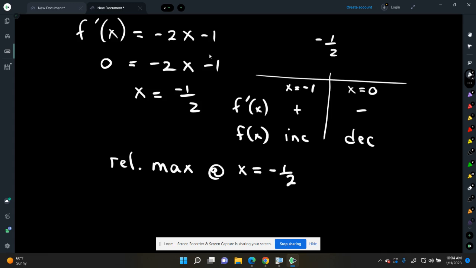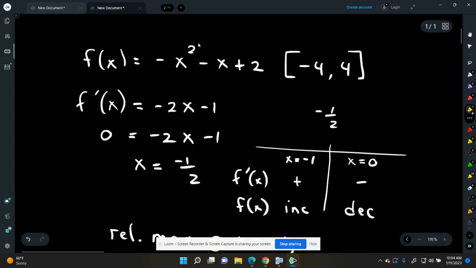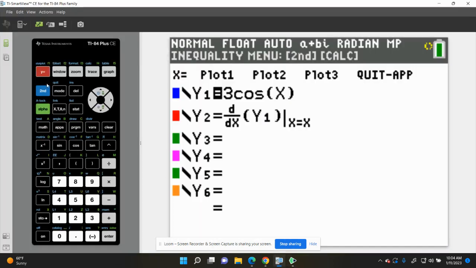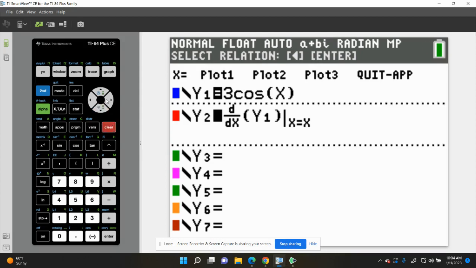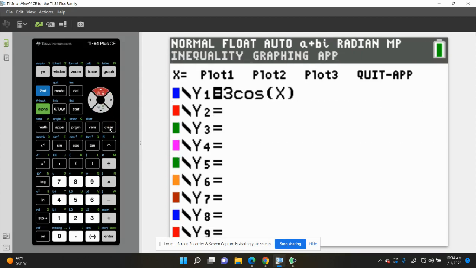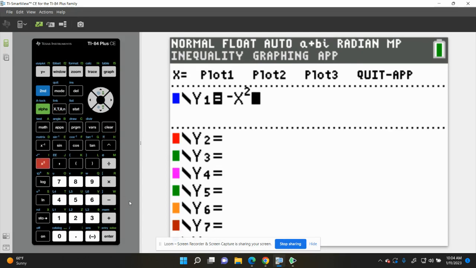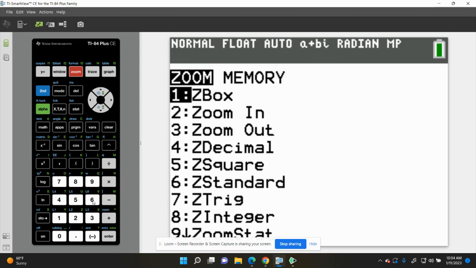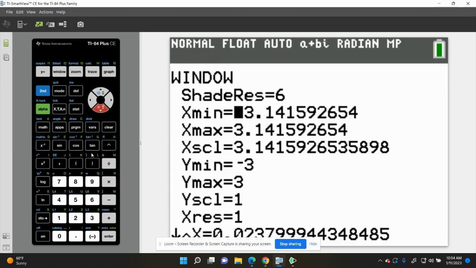We are not finished. This is where the relative maximum occurs. This is not the actual maximum value. Let's look at the graph, right? Because graphs speak a lot of words to us. Negative x squared minus x plus 2. We're going from negative 4 to 4.